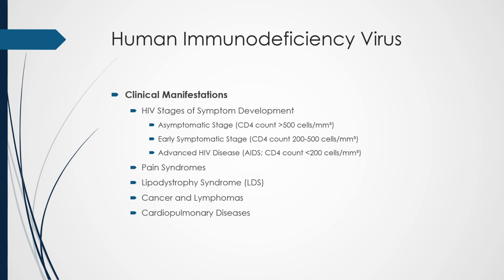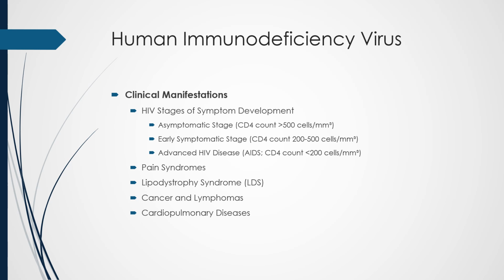The early symptomatic stage, where CD4 count is between 200 and 500, is where there's an increased immune system compromise, leading to various symptoms such as persistent adenopathy or swollen lymph nodes, fatigue, night sweats, fevers, weight loss, and diarrhea, neurological issues, and opportunistic infections. Fatigue can significantly limit physical activities and work or school attendance.